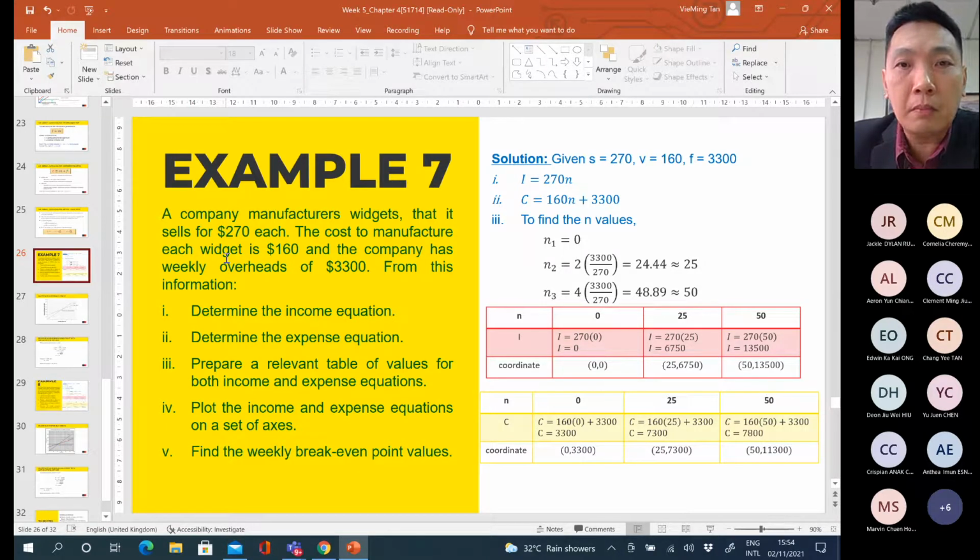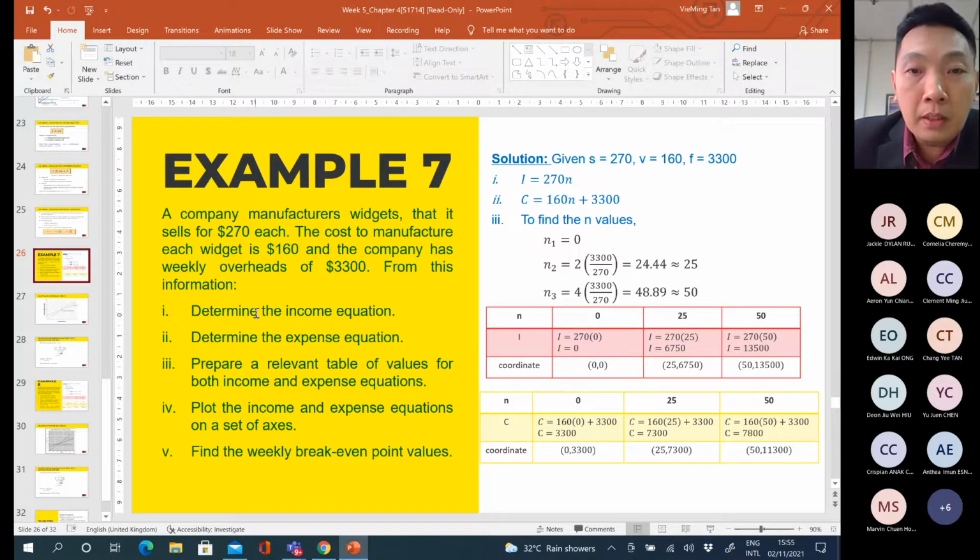A company manufactures widgets that it sells for $270 each. So this is the selling price per unit, S. S is given already. Second sentence: the cost to manufacture each widget is 160. So this is the variable cost per unit. And the company has weekly overheads of 3,300. So this is the fixed cost. No matter how many units are produced, the fixed cost already occurs. I put here 3300 as the fixed cost. This is the variable cost per unit for one unit only.